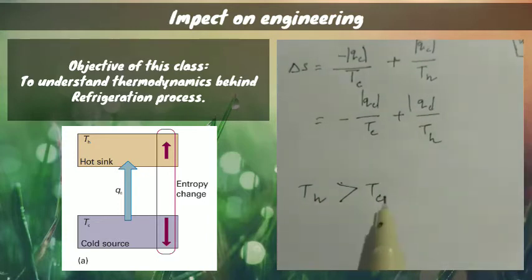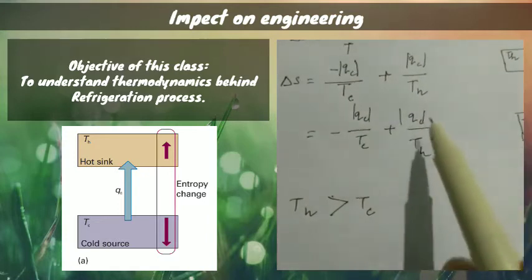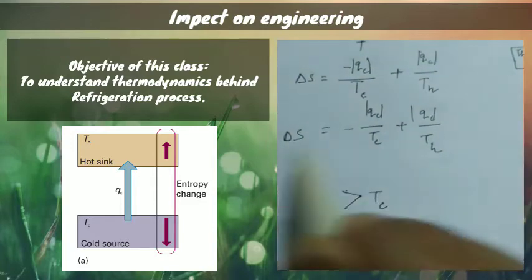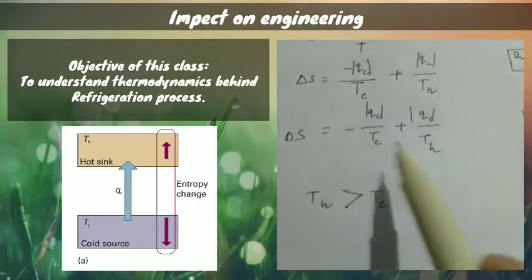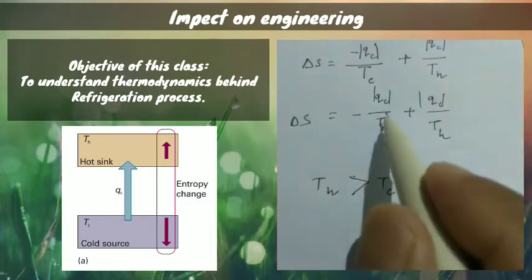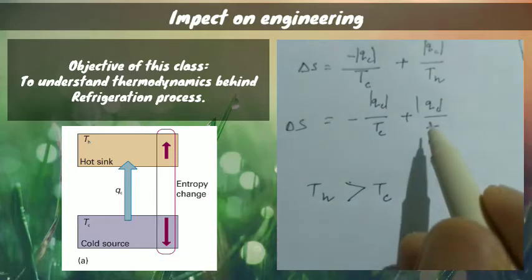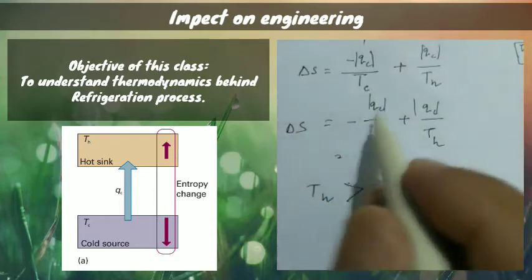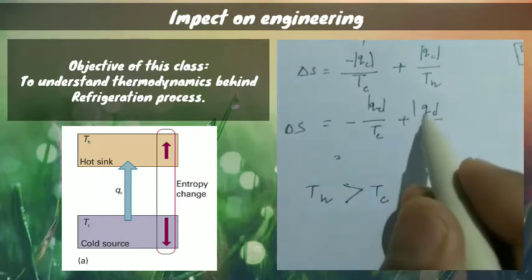So if TH is higher than TC, let's suppose this one is higher than this one, then the del S value will be what? It will be less than 0 or greater than 0. See, if TC is less than TH, that means this is negative, because this QC and QC are the same.